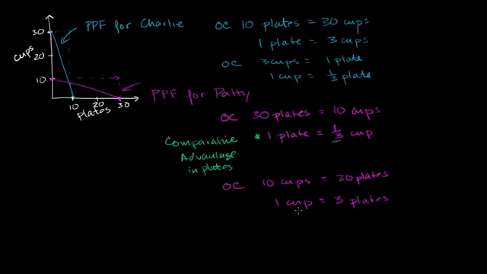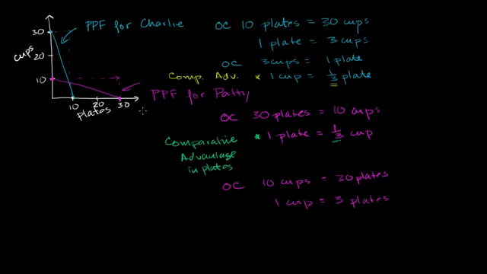But anyway, who has the lower opportunity cost for producing cups? Well, let's see. Charlie's opportunity cost for producing an extra cup is 1/3 of a plate, and Patty's is 3 plates. So Charlie has the lower opportunity cost for producing a cup. It's only 1/3 plate relative to 3 plates. So this is where Charlie has the comparative advantage.